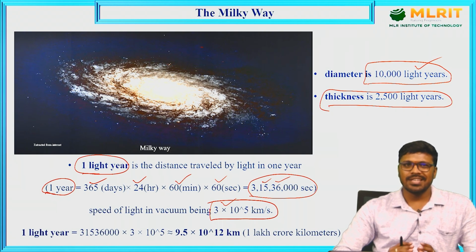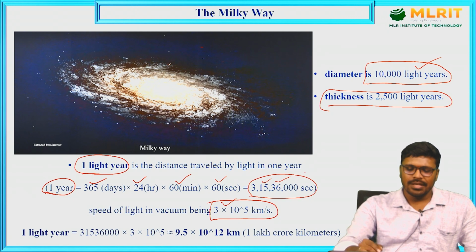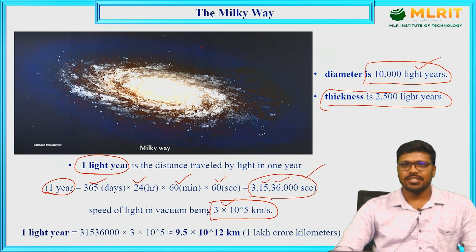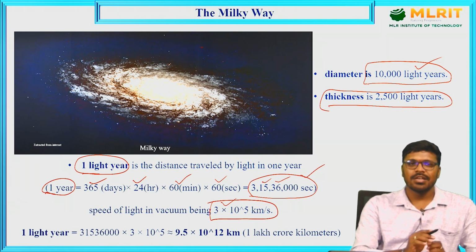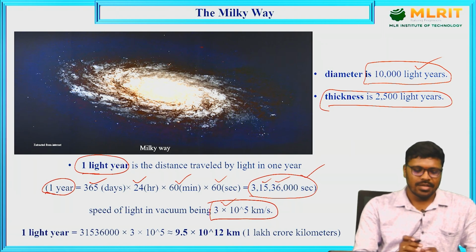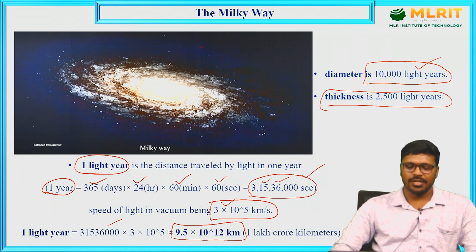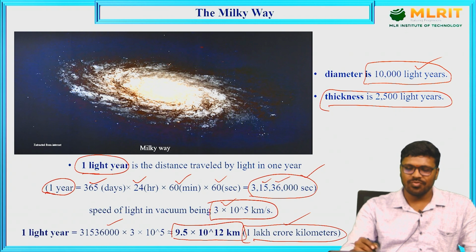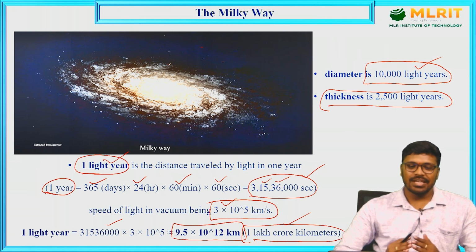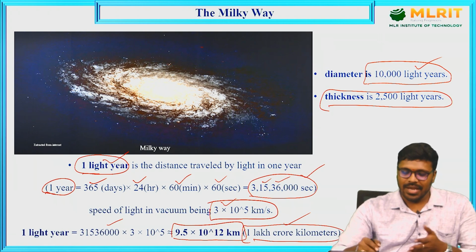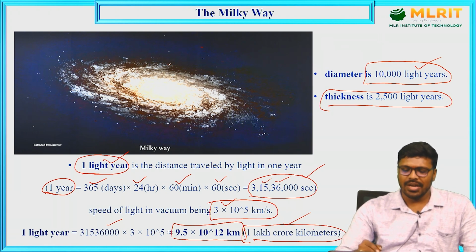And if you imagine the distance covered by the light in 3 crore 15 lakh 36,000 seconds, that is 1 light year. If you calculate the distance covered by light in 1 year, it is 9.5 into 10 to the power of 12 kilometers, that is around 1 lakh crore kilometers. So, 1 lakh crore kilometers is considered as 1 light year. Just imagine the distance.